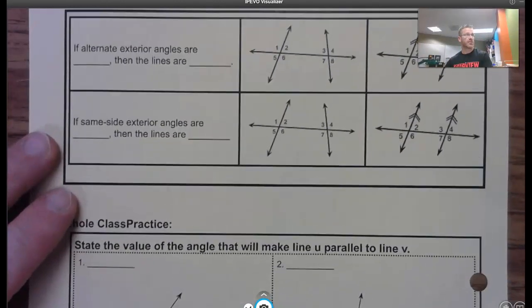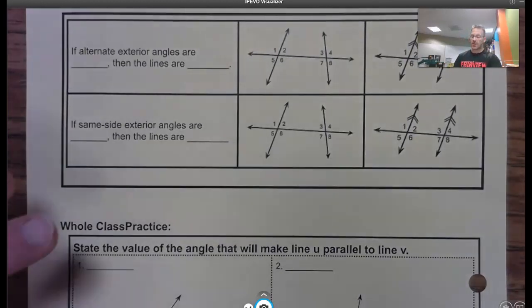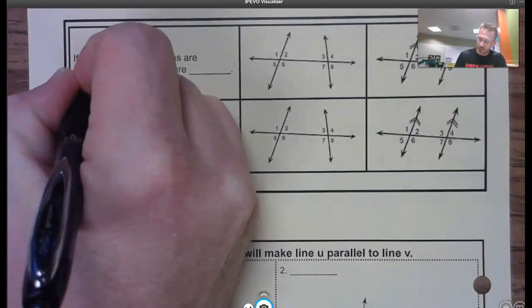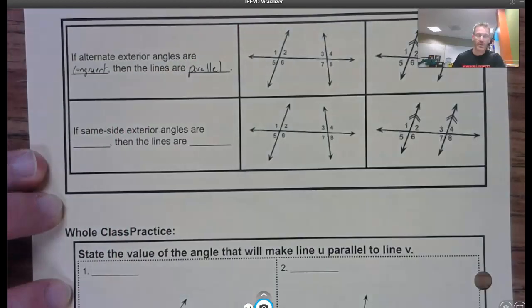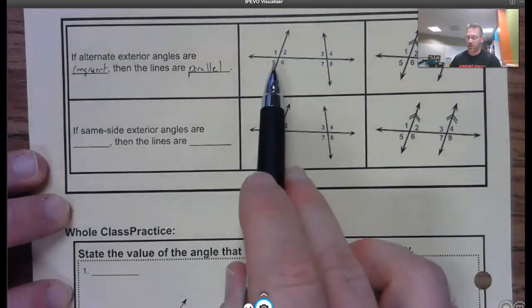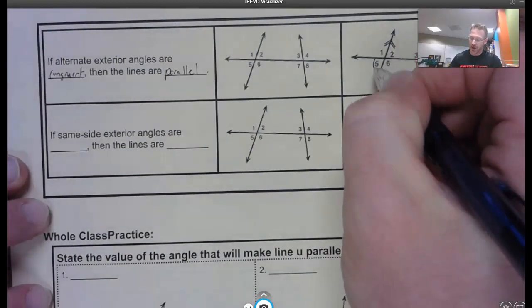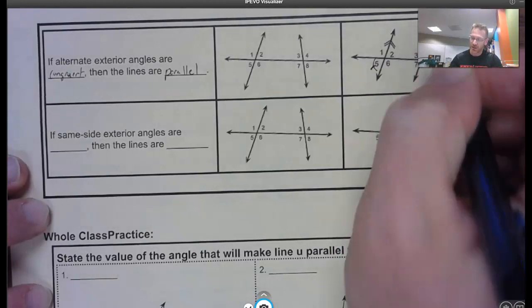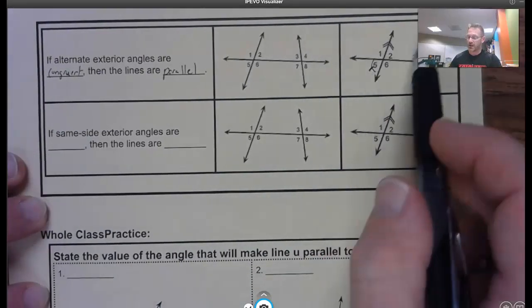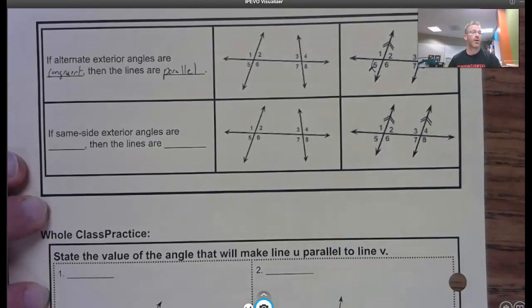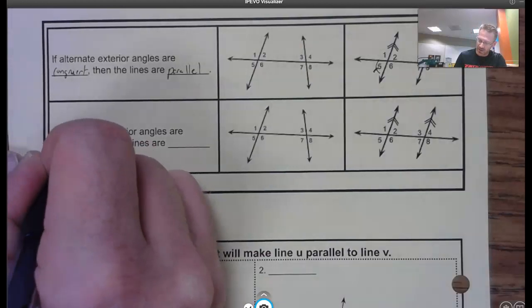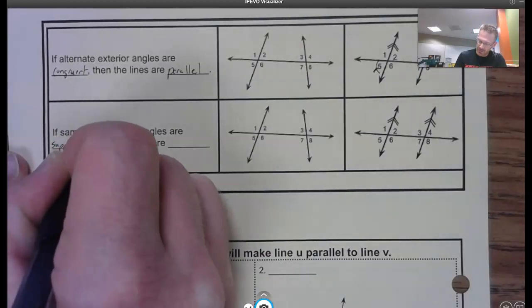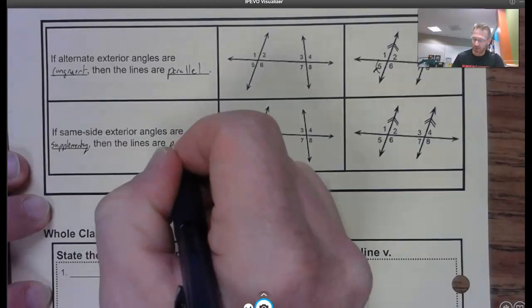So let's flip over and go through two more sets of relationships here. If alternate exterior angles are congruent, then the lines are parallel. Once again, we know 5 and 4 are alternate and exterior. As soon as we know 5 and 4 are congruent, then we know that the two lines they're alternate and exterior to are also parallel. And finally, if same side exterior angles are supplementary, then the lines are parallel.